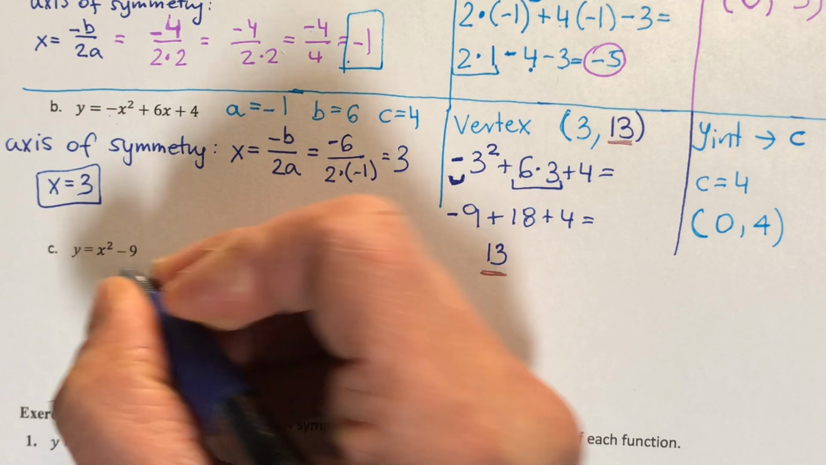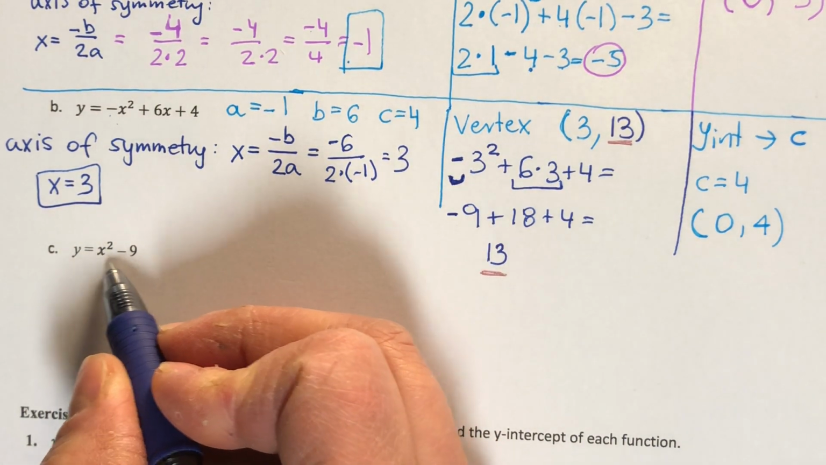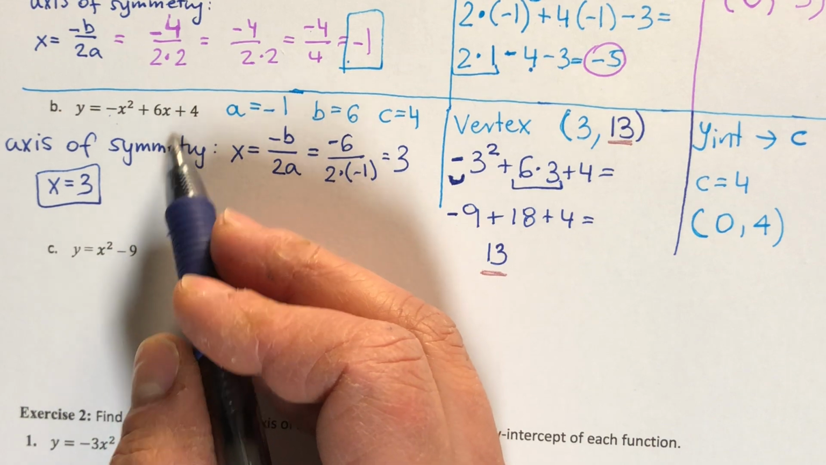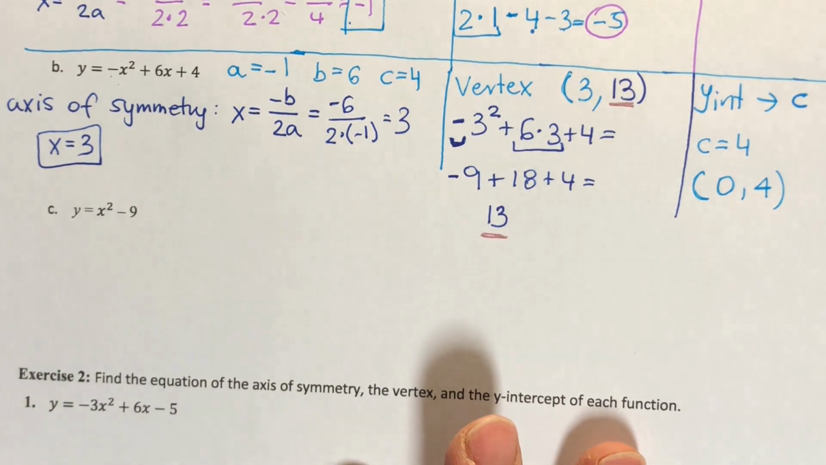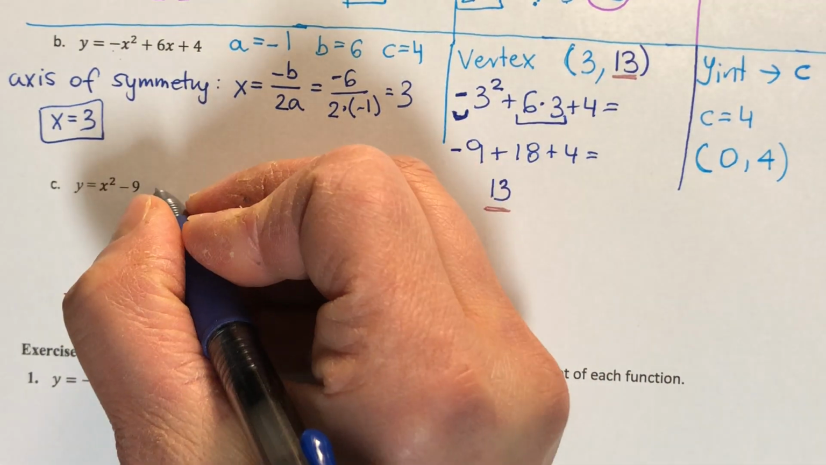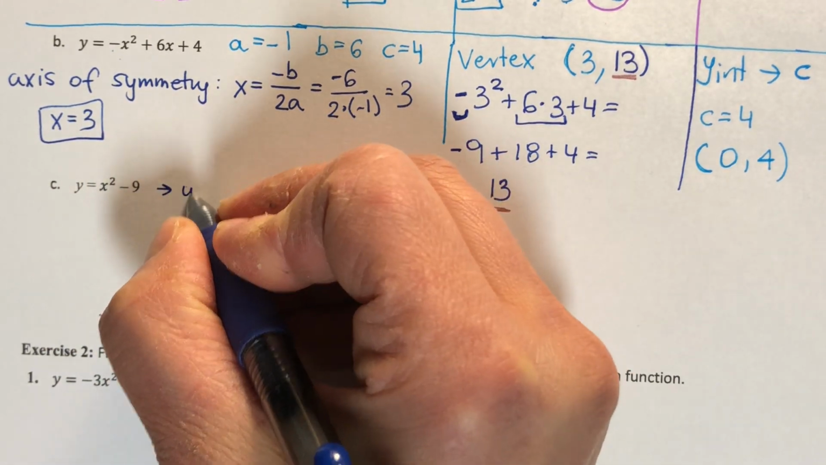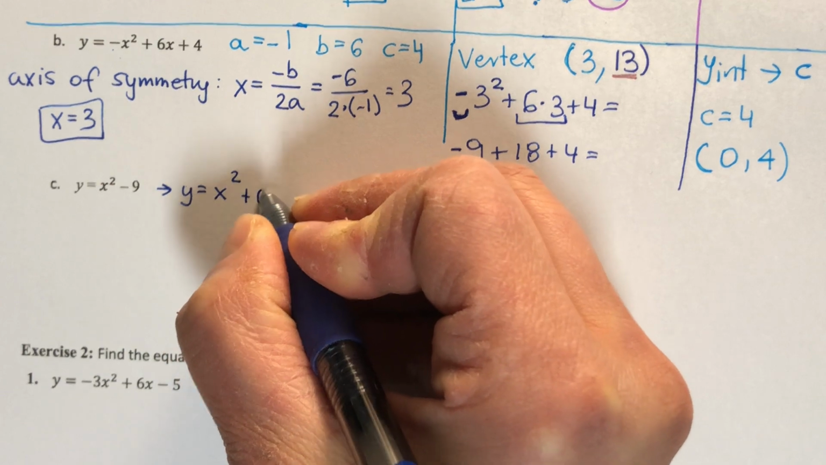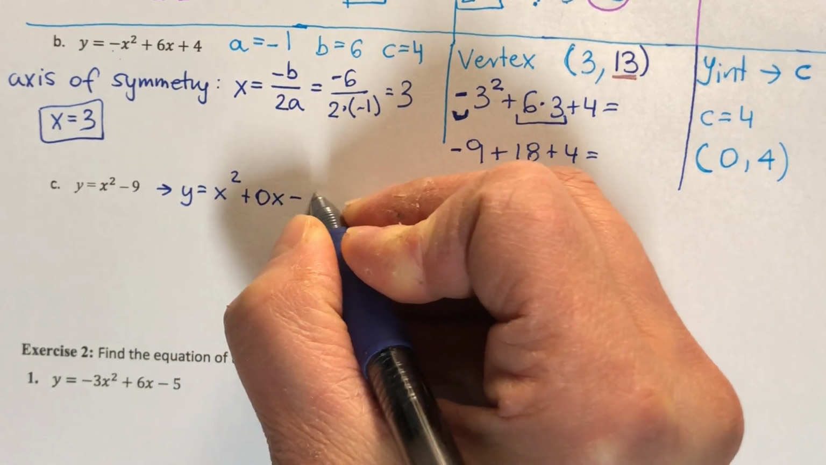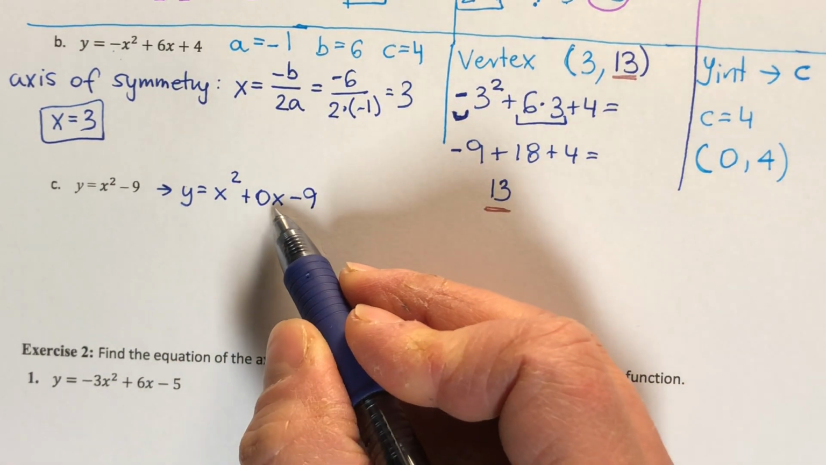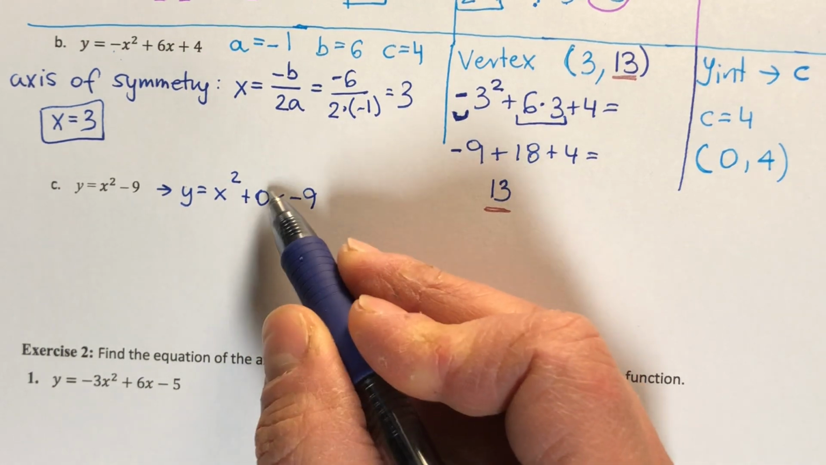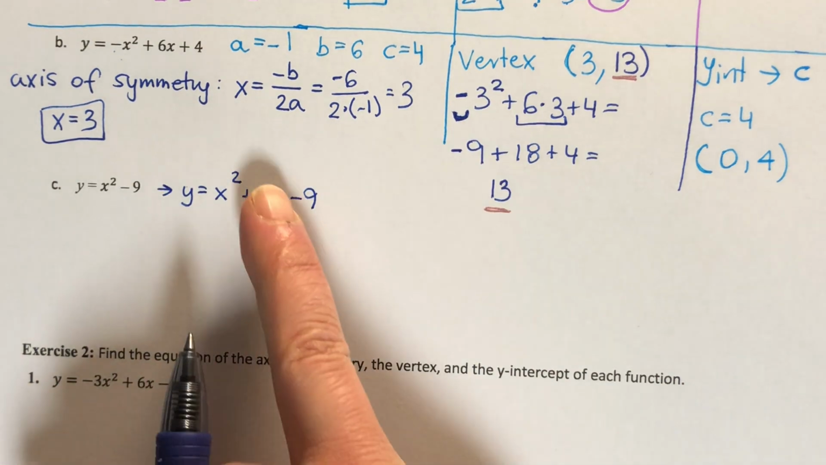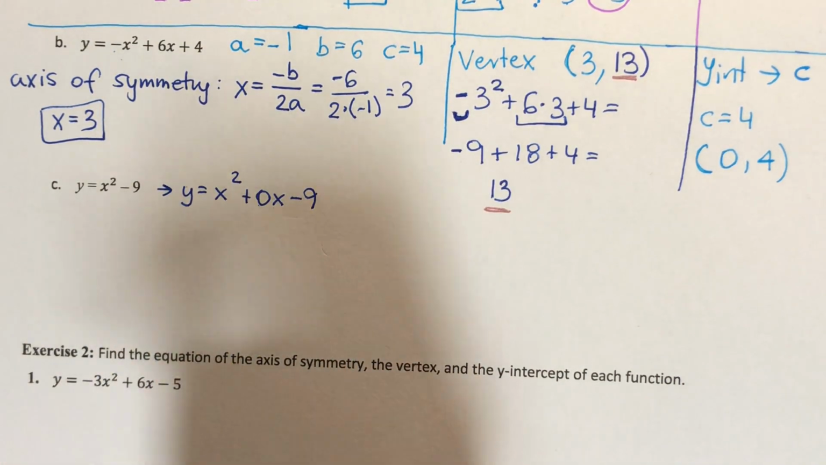And now the last problem. Again, this one is a little bit different because notice it's missing its middle term. So there's nothing with x. So what I'm going to do is write this a little bit differently. I am going to say, well, this is equivalent to x squared plus 0x minus 9. 0x is a term that is canceling. So 0 times x is 0. So notice that those two are equivalent.